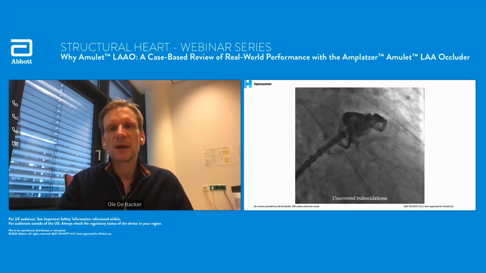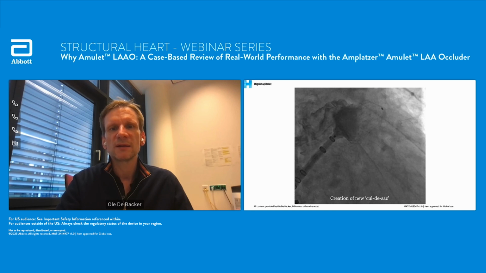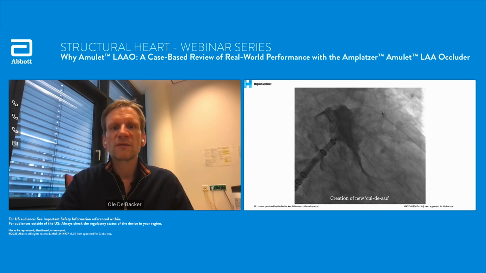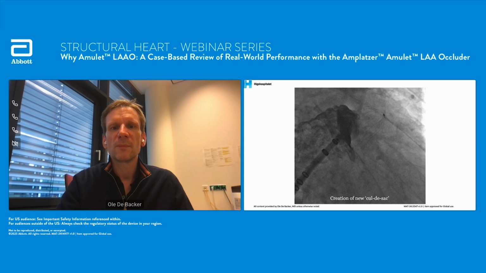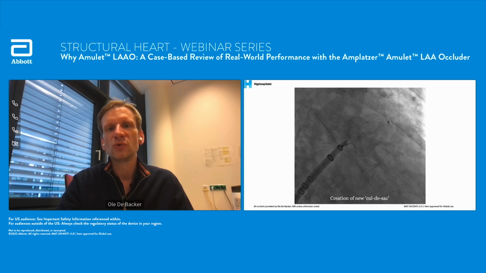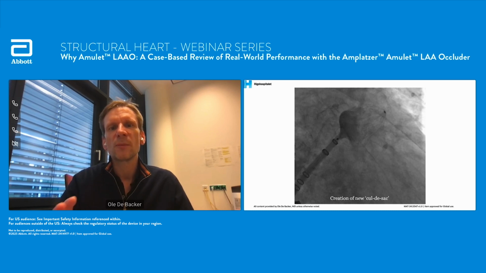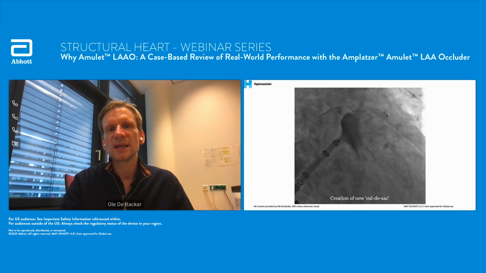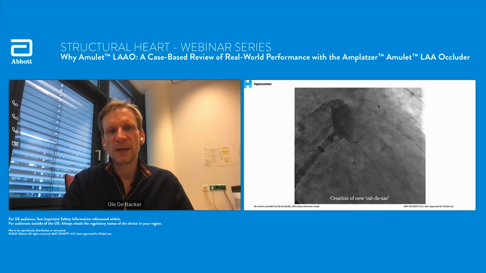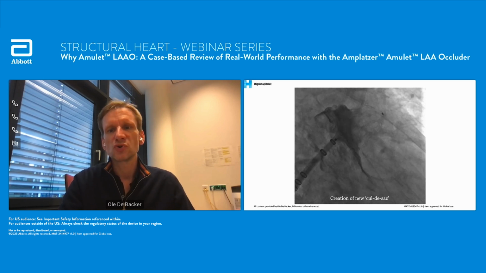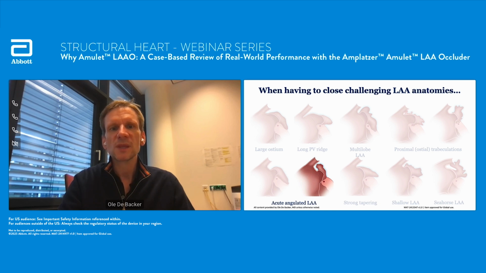I thought, okay, maybe I go better for a bigger device. Then I sized up to a bigger device, and still, despite going for a bigger Watchman Flex, now I even have a protruding shoulder, and I still have these uncovered trabeculae, and I even make a new cul-de-sac. So in a way, I'm struggling with this anatomy to really close it properly with a single plug device, and retrospectively, I would maybe have gone better for this anatomy to close with a dual component device, the Amulet device.